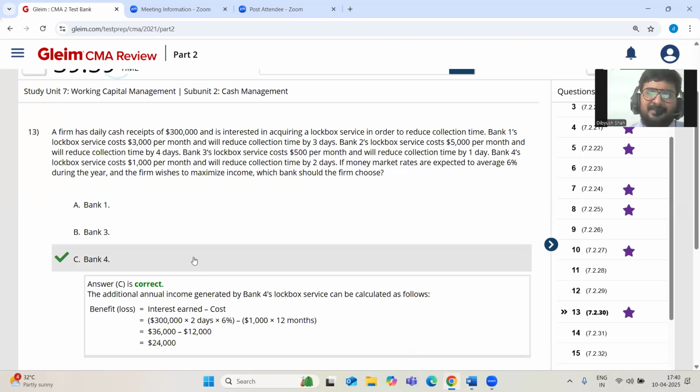So please, as I keep on telling, if you want to do well in your exams, focus on concepts and then practice those concepts multiple times in MCQs.